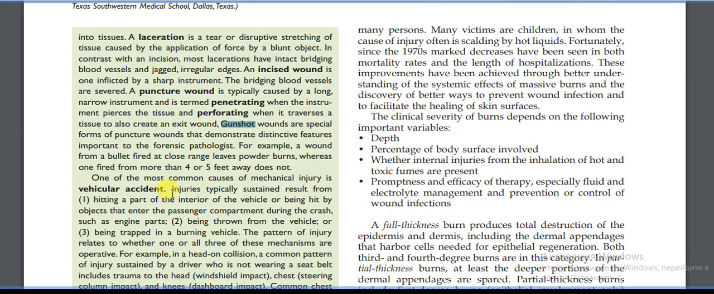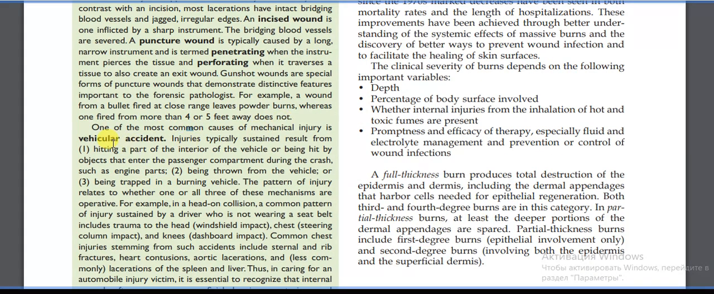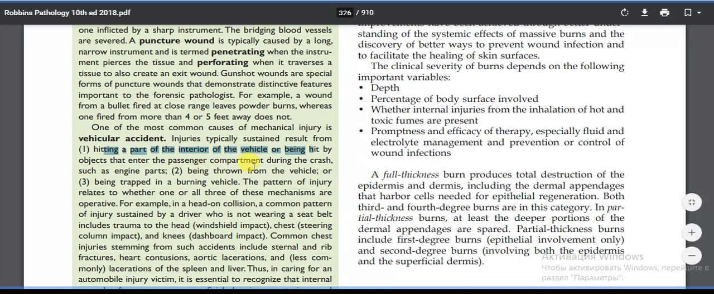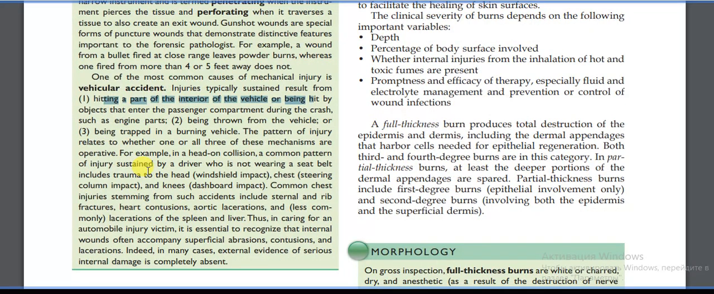Okay. One of the most common causes of mechanical injury is a vehicular accident. Injuries typically sustained result from hitting a part of the interior of the vehicle, or being hit by objects that enter the passenger compartment during the crash, such as engine parts, being thrown from the vehicle, or being trapped in a burning vehicle. It's forensics, so you can easily understand. You already understand what it is, but yes, we have to classify them a little bit.